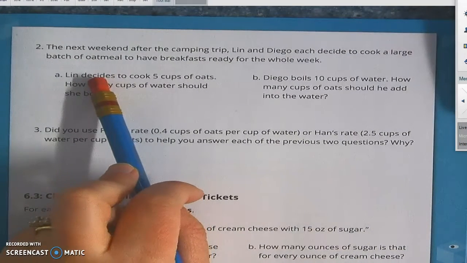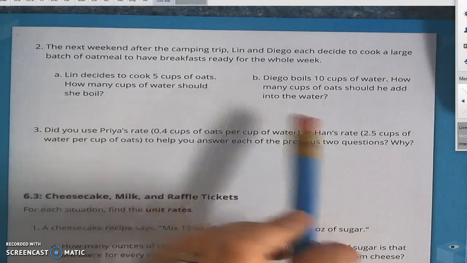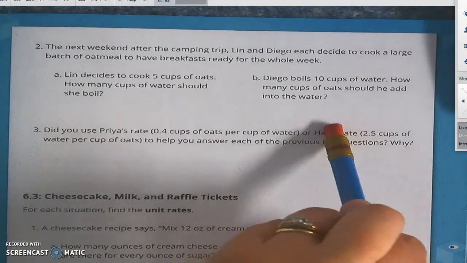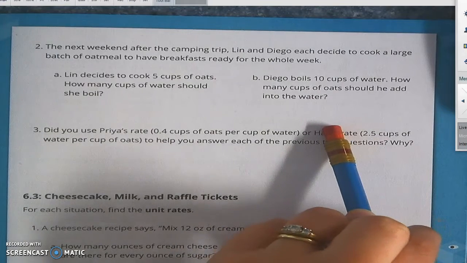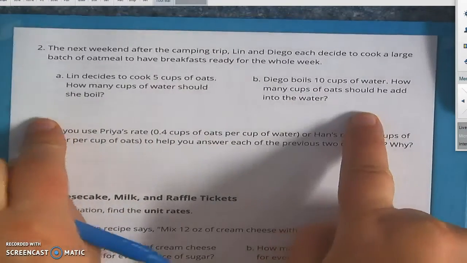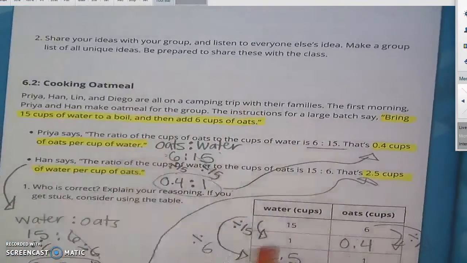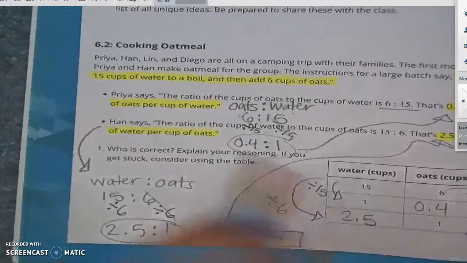Lynn decides to cook 5 cups of oats. How many cups of water should she boil? And Diego boils 10 cups of water. How many cups of oats should he add to the water? So I'm going to have you pause and solve both of those with your talking partner. You're going to use this information to help you. I know I made a mess of this page.